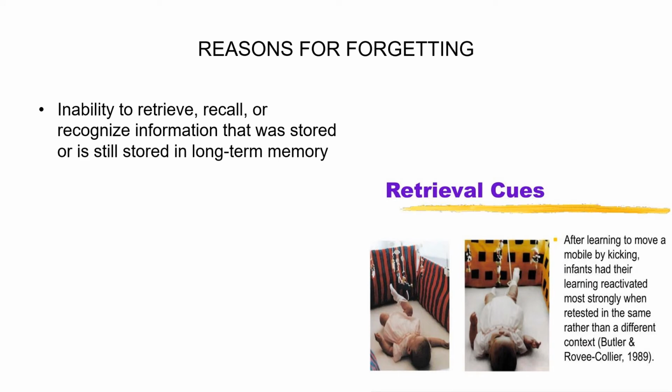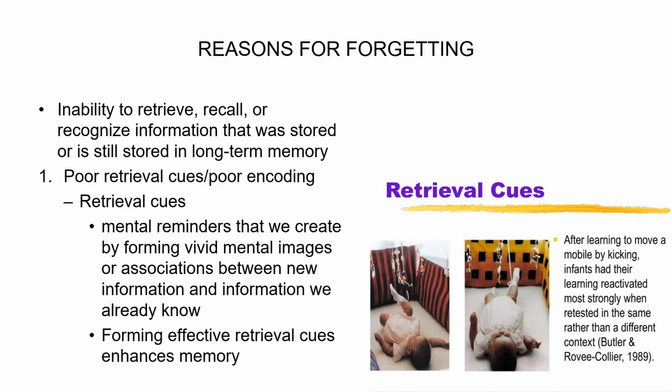So the next thing is relating to reasons for forgetting. A lot of what I've said about reasons for forgetting, why do we forget information, is mainly not necessarily due to the information not being in the mind anymore, but due to not being able to retrieve the information. So this is where retrieval, recall, and recognition come in.